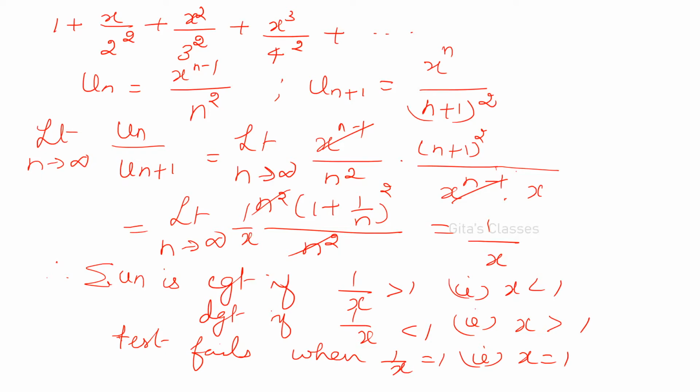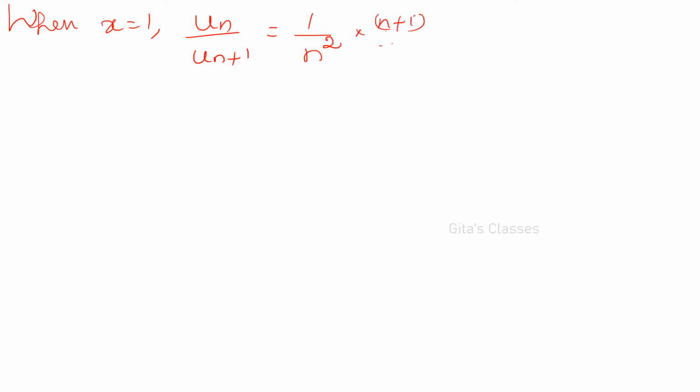Okay. Now, when x is equal to 1, what is un by un plus 1? When x is equal to 1, un will become 1 by n squared. You can use comparison test also. Here I am going to show you by using RAPS test. Okay. 1 by n squared. Therefore, un is 1 by n squared. So un plus 1 is 1 by n plus 1 the whole squared. Right.